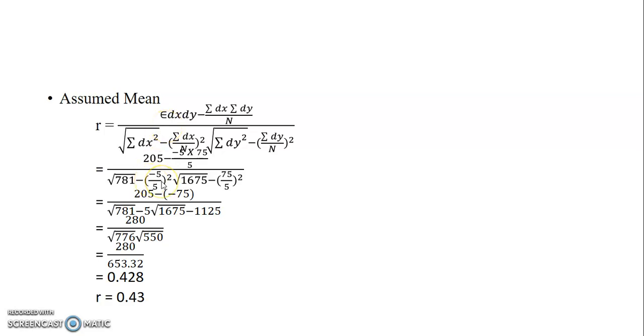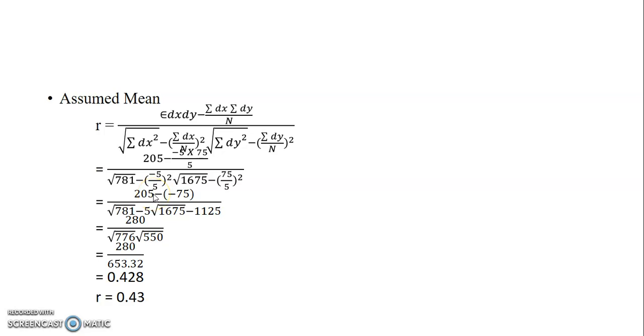Right. So sigma dx into dy is 205. Then sigma dx is minus 5. Sigma dy is 75. The number of items is 5. And the whole divided by sigma dx square, which is 781, minus sigma dx, which is minus 5, whole square divided by 5. Then sigma dy square is 1675 minus sigma dy, which is 75, whole square divided by 5. Now we have to simplify.